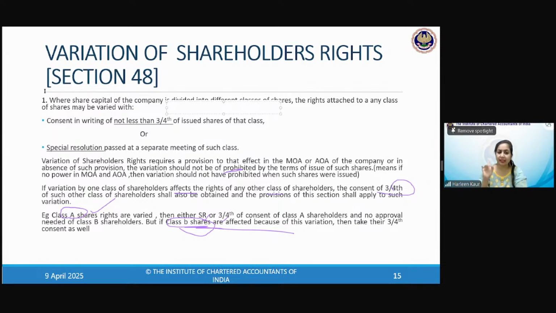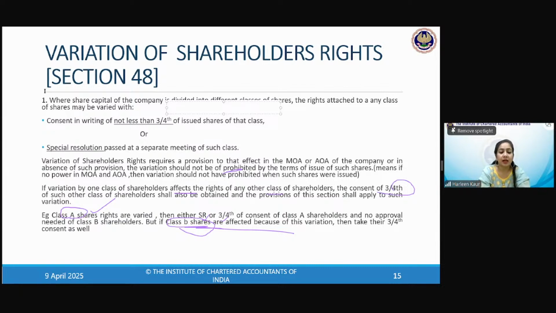Point number 1 is clear. Consent in writing, 3/4 of the shareholders has to be taken or SR has to be passed. This is clear. Second is clear. Either MOA or AOA will give the power. If power has not been given, then it is don't prohibit it. ऐसा नहीं लिखा होना चाहिए कि it is prohibited. अगर नहीं लिखा है, तो you can allow the variation.